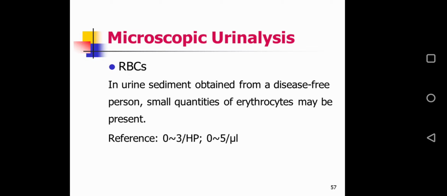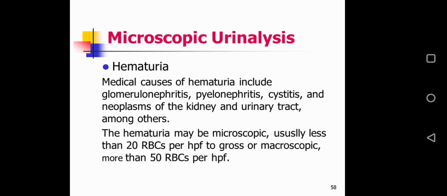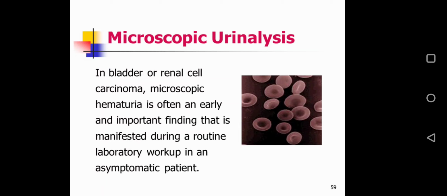In urine sediment obtained from a disease-free person, small quantities of erythrocytes may be present. This is the reference. Medical causes of hematuria include glomerulonephritis, pyelonephritis, cystitis, and neoplasms of the kidney and urinary tract. In bladder or renal cell carcinoma, microscopic hematuria is often an early and important finding that is manifested during a routine laboratory workup in an asymptomatic patient.